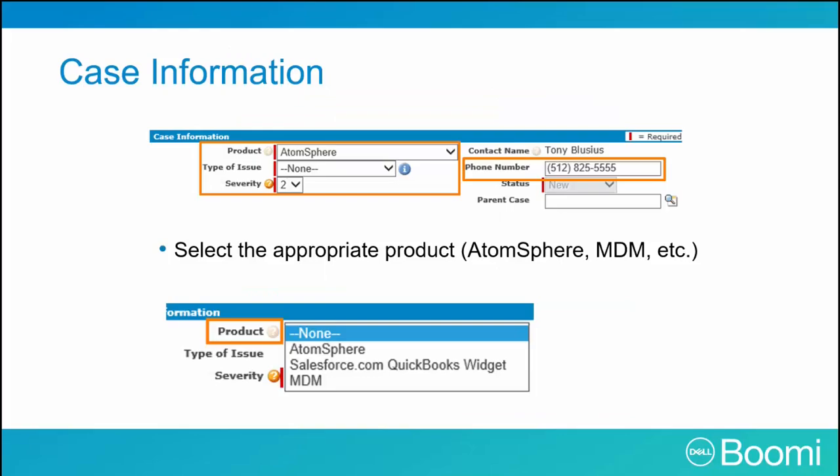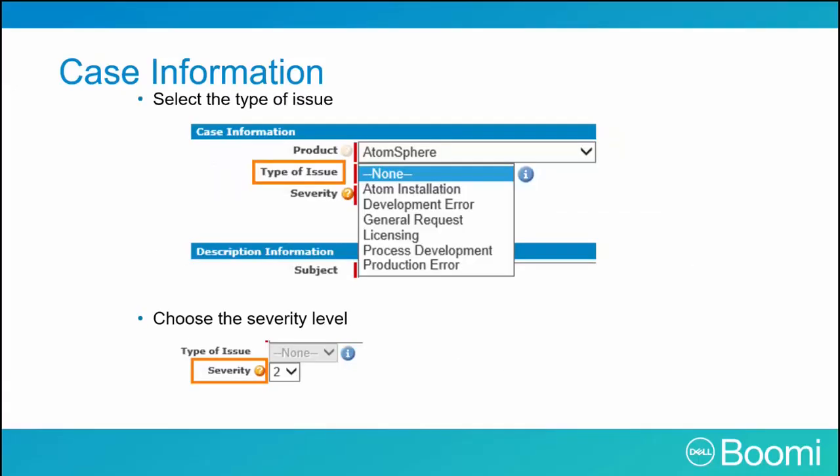The first section is the case information. On the right side of the case information, make sure your contact number is correct. This makes sure our support team can contact you. You then need to select the product you wish to create the case for, either AtomSphere, Salesforce QuickBooks Widget, or MDM. Next, select the issue type. This allows our support team to narrow the issue. Once the issue type is selected, a severity will be chosen. Most customers leave the severity set at 2.